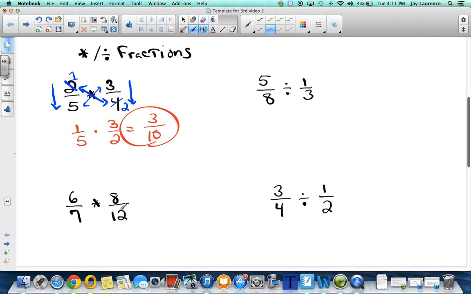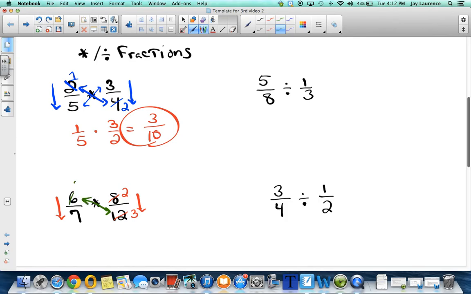Let's drop down to this one here, 6/7 times 8/12. Now this won't simplify. However, this will. 8 and 12 can both be divided by 4. And so if I divide by 4, I get 2. And if I divide by 4, I get 3. Okay? Now I'm going to check diagonally. 6 and 3 can simplify.